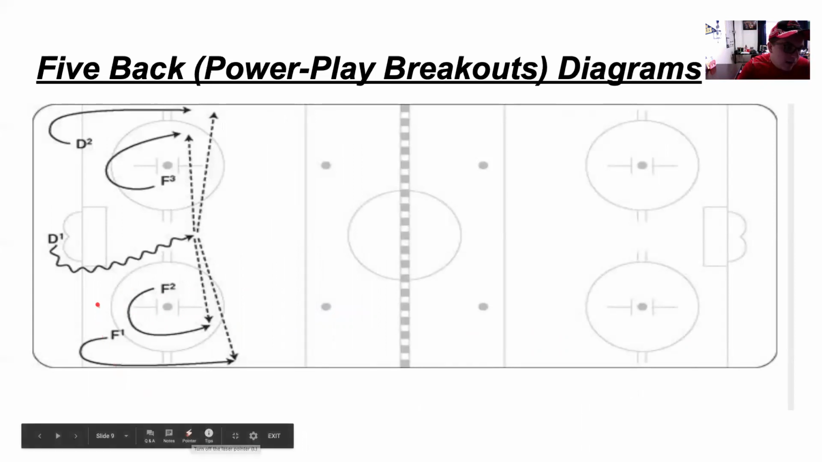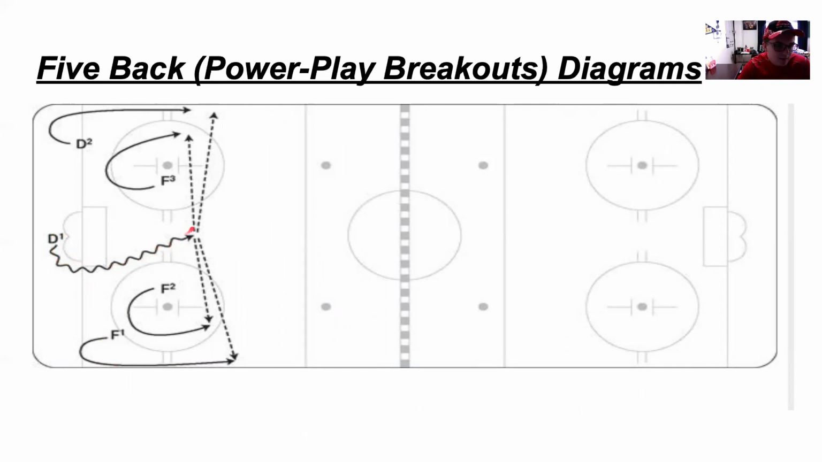Okay, so D1 carries that puck. Okay, so we take a look here. There's a bunch of options. As we see, D1's going to make that pass to either F3 who's going to come up.